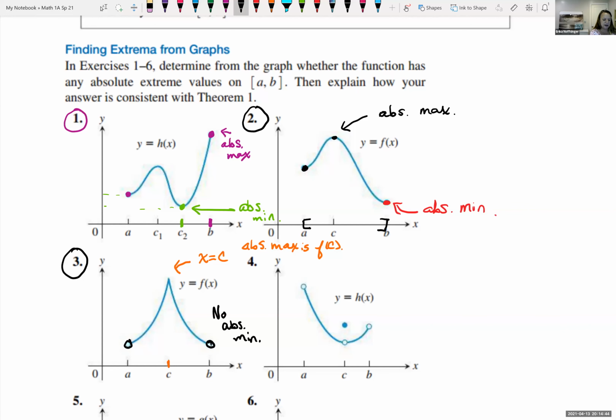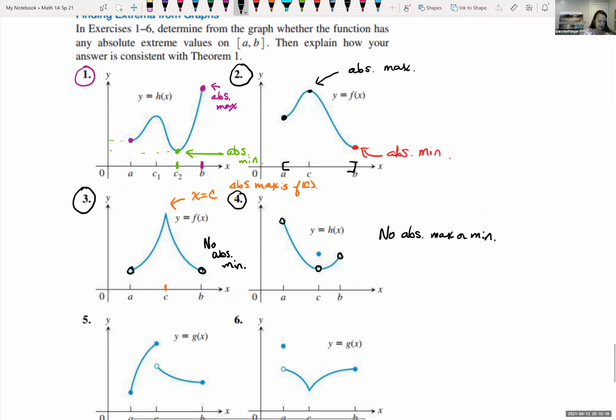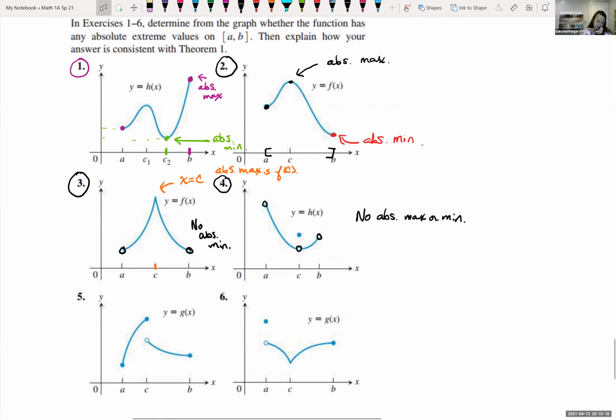Number 4, same idea. The conditions don't hold for the mean value theorem because, well, a couple reasons. These are open intervals and this is not a continuous function. It's not continuous at X equals C. And so in here we have no absolute max or min. So I think from there that you guys get the idea.